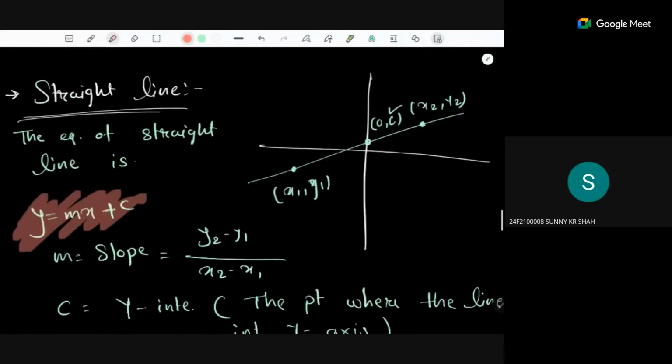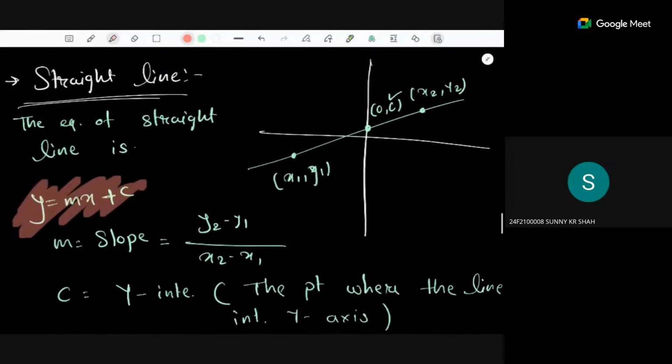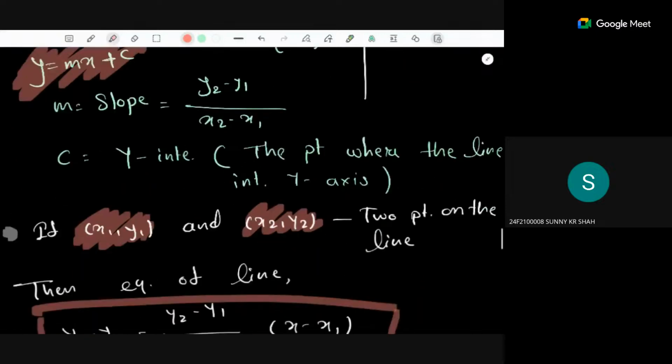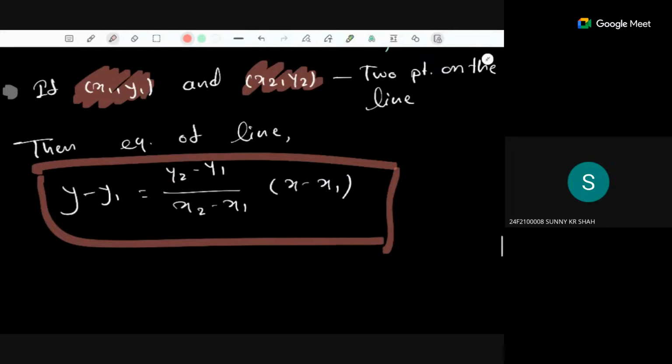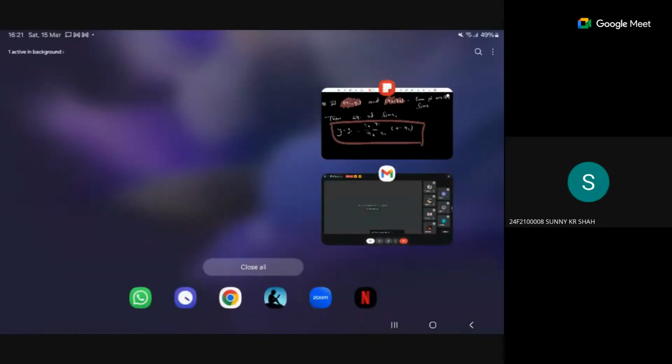So there are basically only two formulas for a straight line. One is the slope intercept formula, y is equal to mx plus c, and the second one is the 2-point formula.